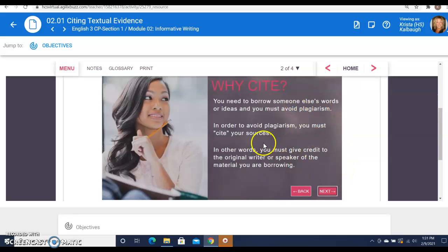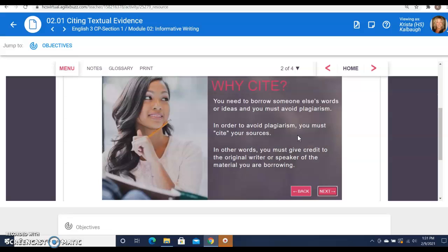Why cite? Okay, so you need to avoid plagiarism. Whether your plagiarism is intentional or unintentional, it's plagiarism. It can get you kicked out of an honor society. It can get you zeros on assignments. It could get you kicked out of college or make you lose your scholarship.